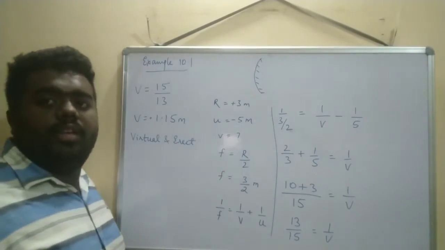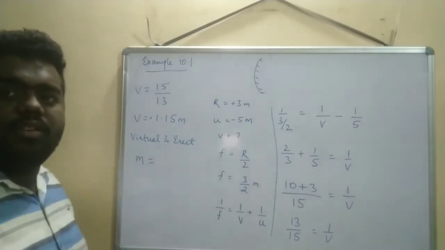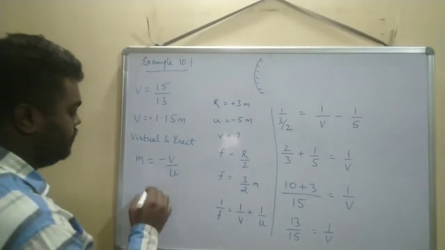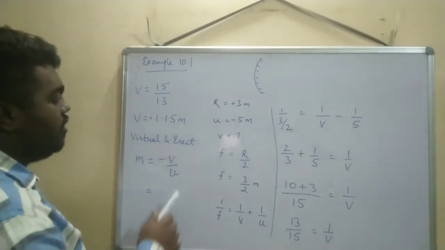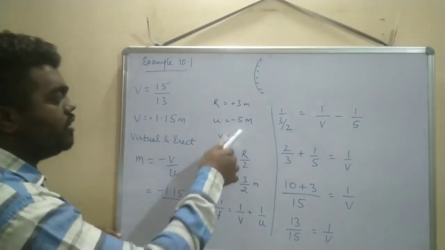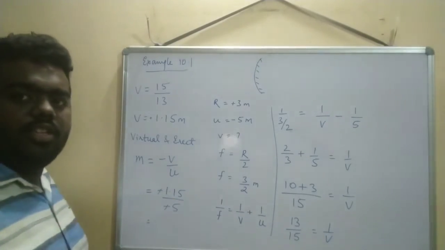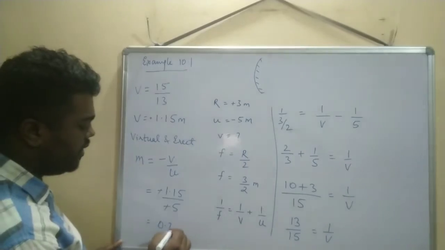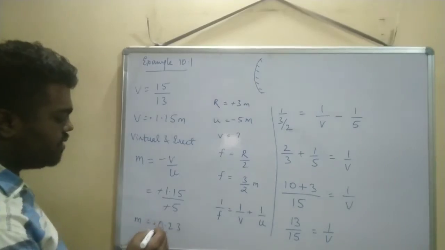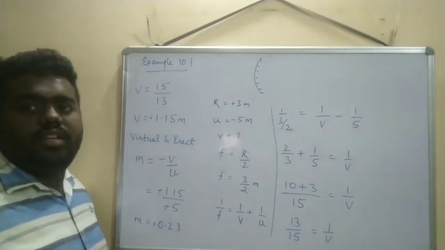Now, size of the image. Size of the image is known by magnification denoted by small m, and the formula is minus v by u. Now, this value of v is how much? 1.15, minus sign will be there, 1.15 by value of u is minus 5. This minus minus cancelled. When we divide these two terms, we will get 0.23, plus 0.23 actually. Okay, this plus sign also tells that image is virtual and erect. अगर minus में आएगा तो real and inverted.